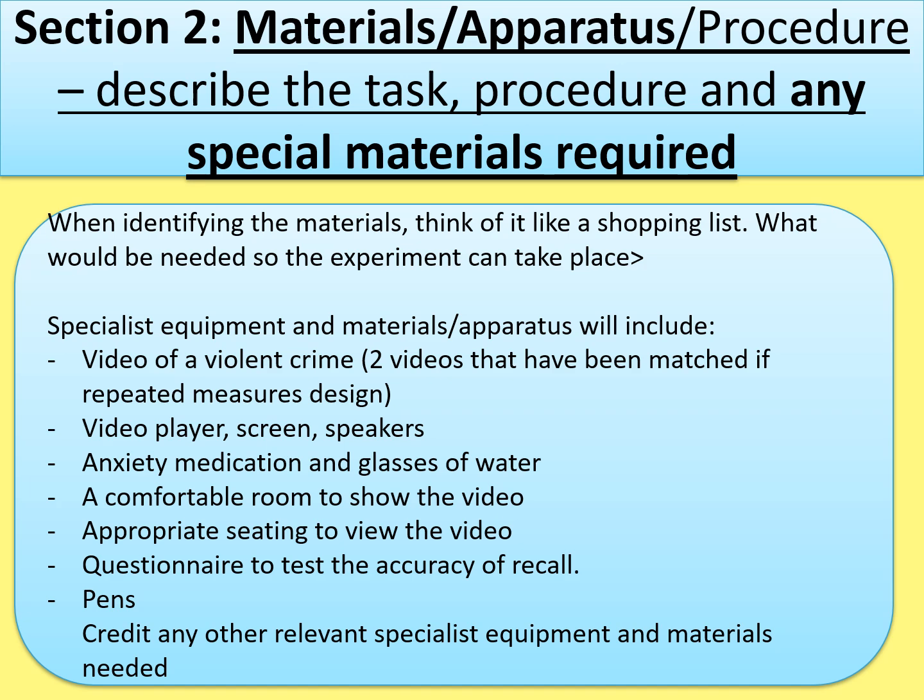So for us, we've got video of a violent crime, or 2 videos that have been matched if repeated measures design, a video player, screen, speakers, anxiety medication and glasses of water, a comfortable room to show the video, appropriate seating to show the video, questionnaire to test the accuracy of recall, pens, and it says there, credit any other relevant specialist equipment. So whatever you're being asked to do, think about what physical things would I need to carry out this experiment.